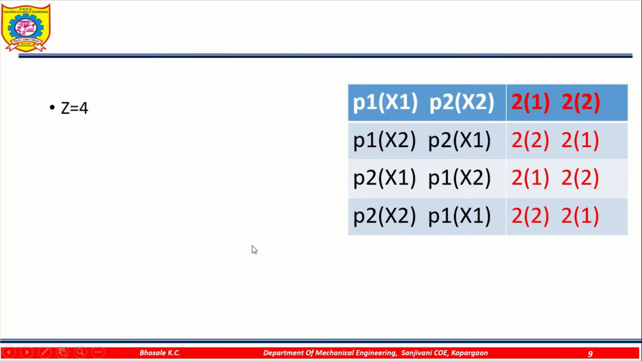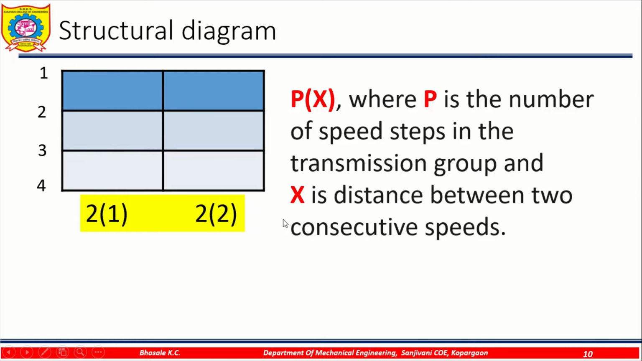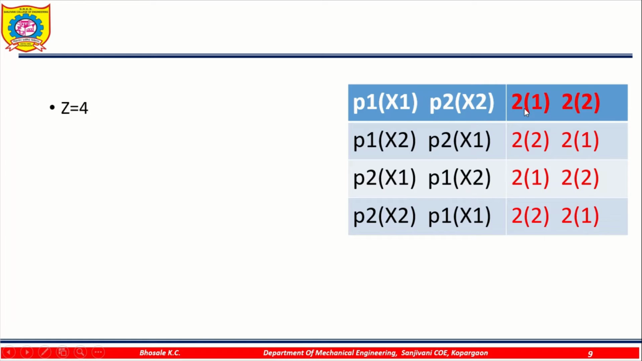Suppose we have z equal to 4 spindle speeds. For this case, we write the structural formula as p into x, that is 2 into 1 and 2 into 2. This is the first structural formula, and we'll try to draw the structural diagram for the first one.